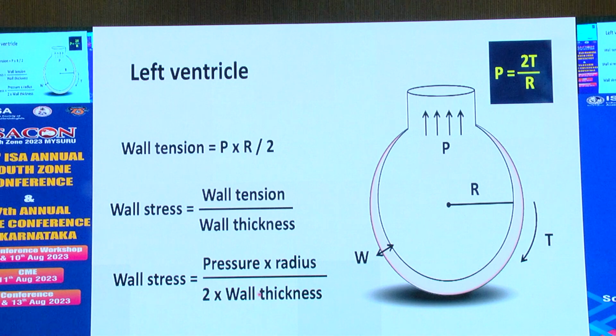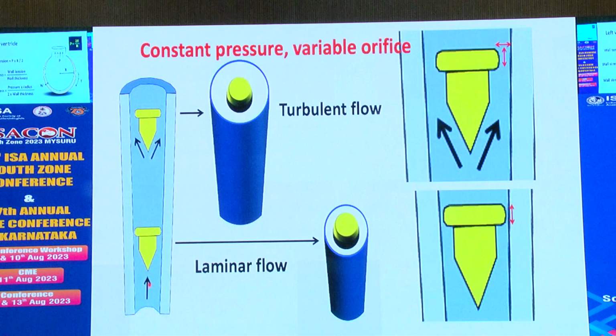So whenever there is dilated cardiomyopathy, when the left ventricle becomes thinner and thinner, this wall stress is going to increase. So the thinner the left ventricle, the more it is going to fail. Again, this is based on the law of Laplace.